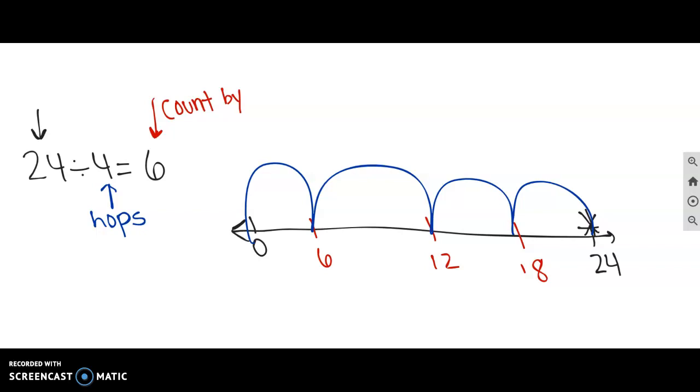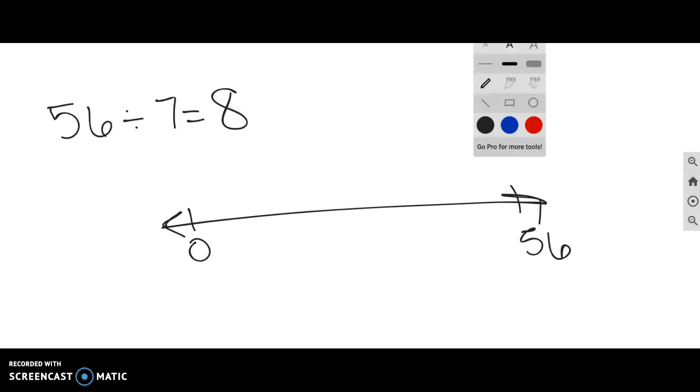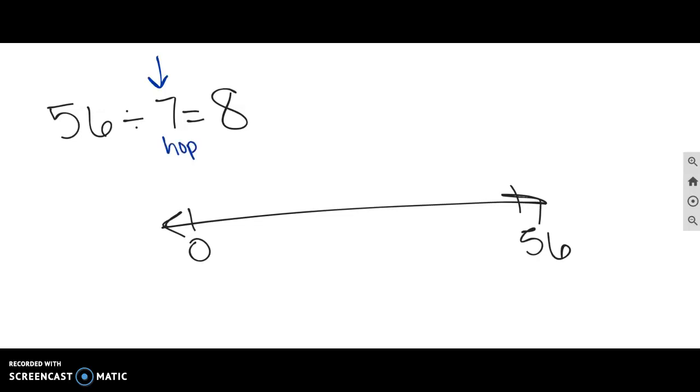Okay, let's do one more together and then you're going to do one on your own. Our equation given is 56 divided by 7 equals 8. Okay, number line. And let's label our parts. 56 is where I'm starting. 7 is my number of hops. And 8 is what I'm counting by.